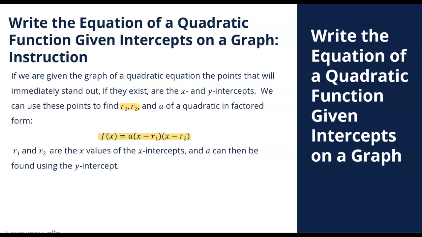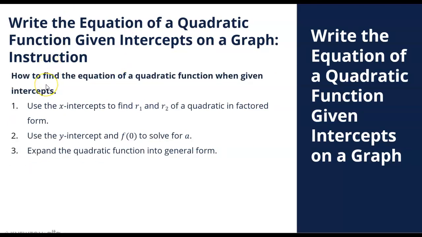And from there, if we have another point, say for instance the y-intercept, we can use that to plug into the given function so we can solve for a. Notice that in this formula, we only need a and the two roots to be able to derive the equation of our quadratic function. So once again, let us summarize the steps to find the equation of a quadratic function when given the intercepts. First, you use the x-intercepts to find your r₁ and r₂ of the quadratic in factored form. Then you use your y-intercept, f(0), to solve for the constant a. And then expand the quadratic function into general form.